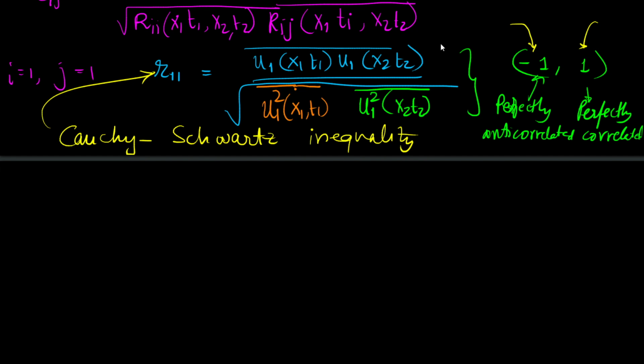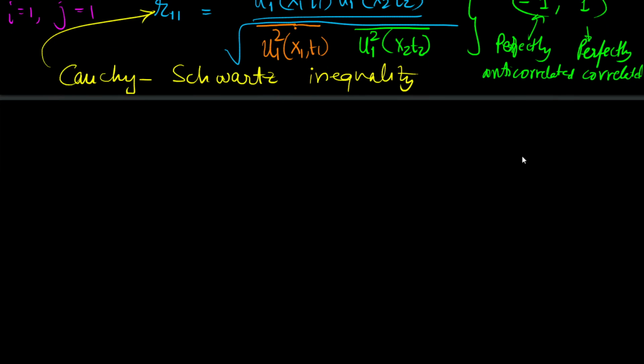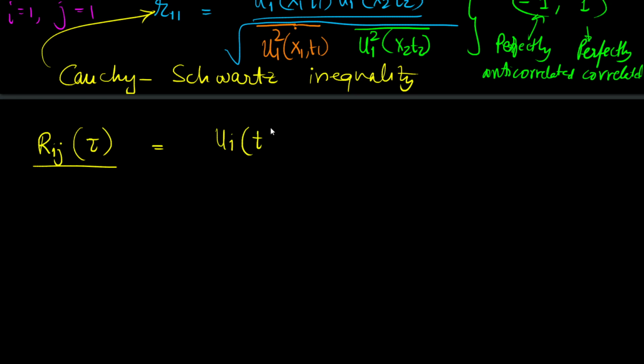Before we proceed, let me show you what actually a correlation looks like. Let us quickly define something. So Rij of tau. Correlations typically depend on the offset, not the entire signal per se, and it is defined as the mean of Ui of t times Uj of t plus tau.